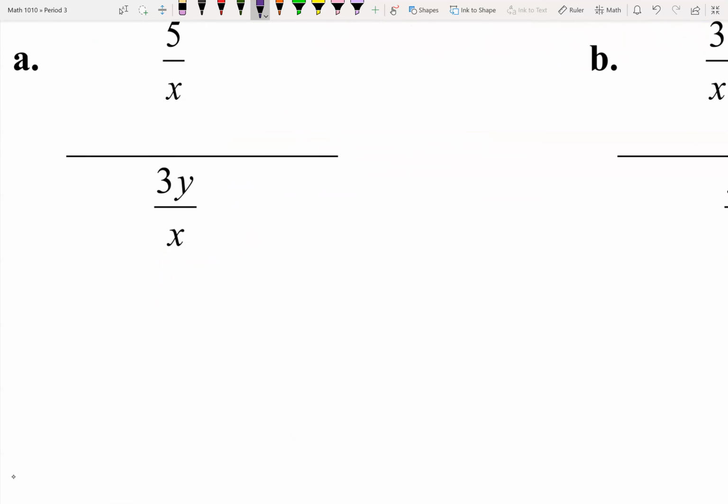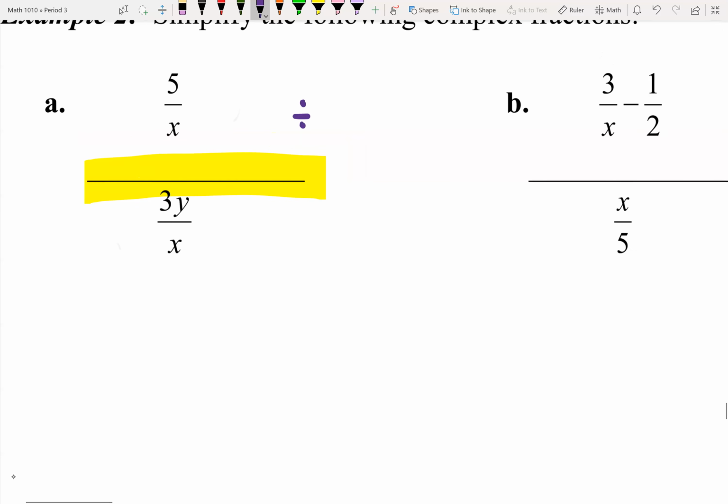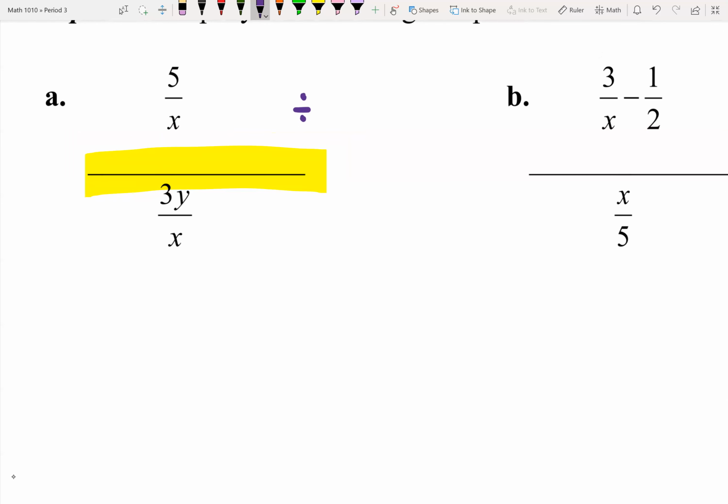Question A. Do you see this long bar right here? This means divide, right? Well, this symbol also means divide. Listen carefully, okay? Once I have this top written as just one fraction, which it is, and the bottom just one fraction, then the next step is to write that yellow division bar as a division symbol. So everybody write it as 5 over x divided by 3y over x. So just make the division bar a division symbol.